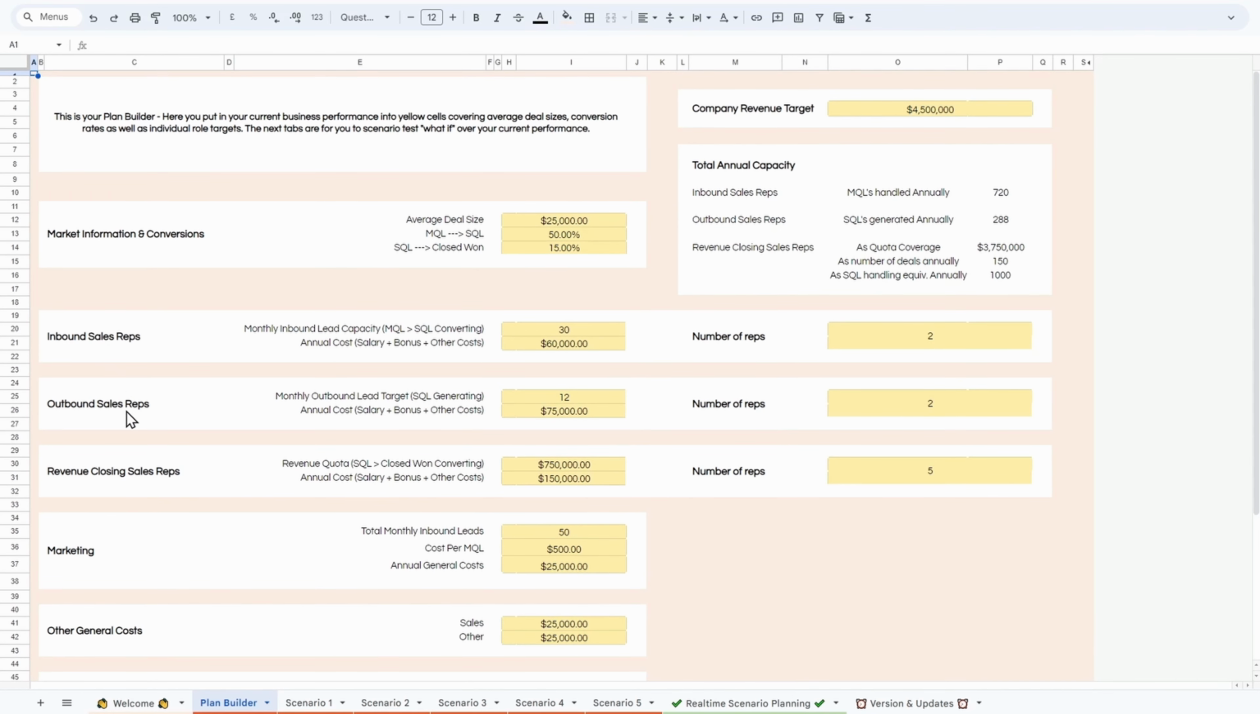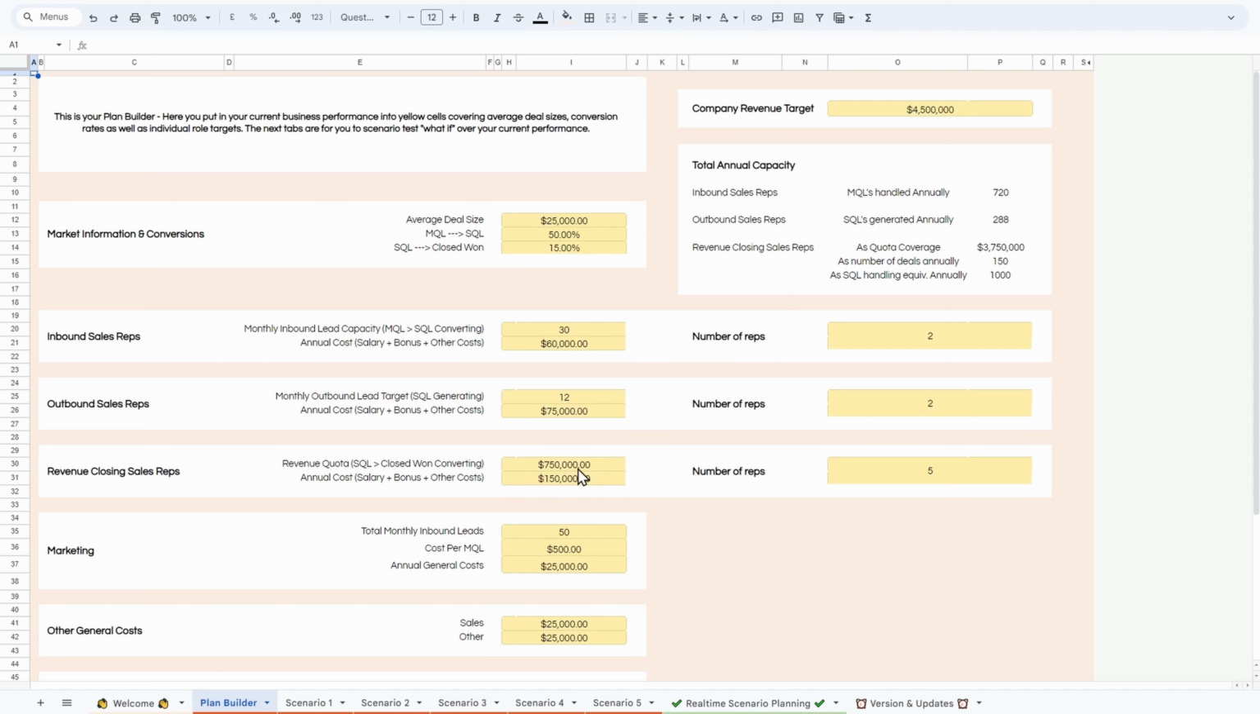We then have different types of sales reps. We have inbound sales reps, and for inbound, they can handle 30 inbound leads a month, and they have a cost of $60,000. And that cost is made up of salary, bonus, and other costs. In here, we have 2 reps. For outbound sales, they are generating 12 SQLs per month, and they carry a cost of $75,000. And again, we've got 2 of those reps.